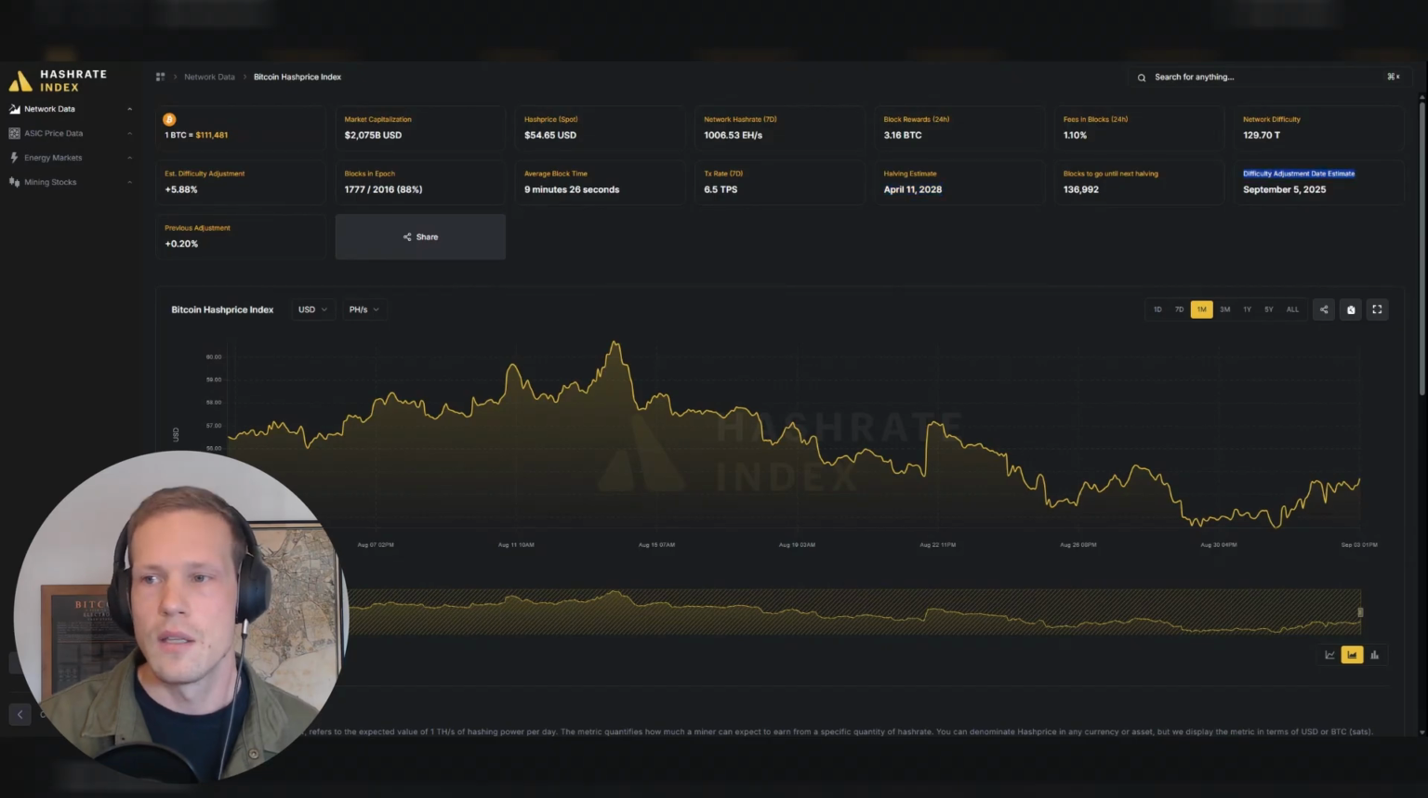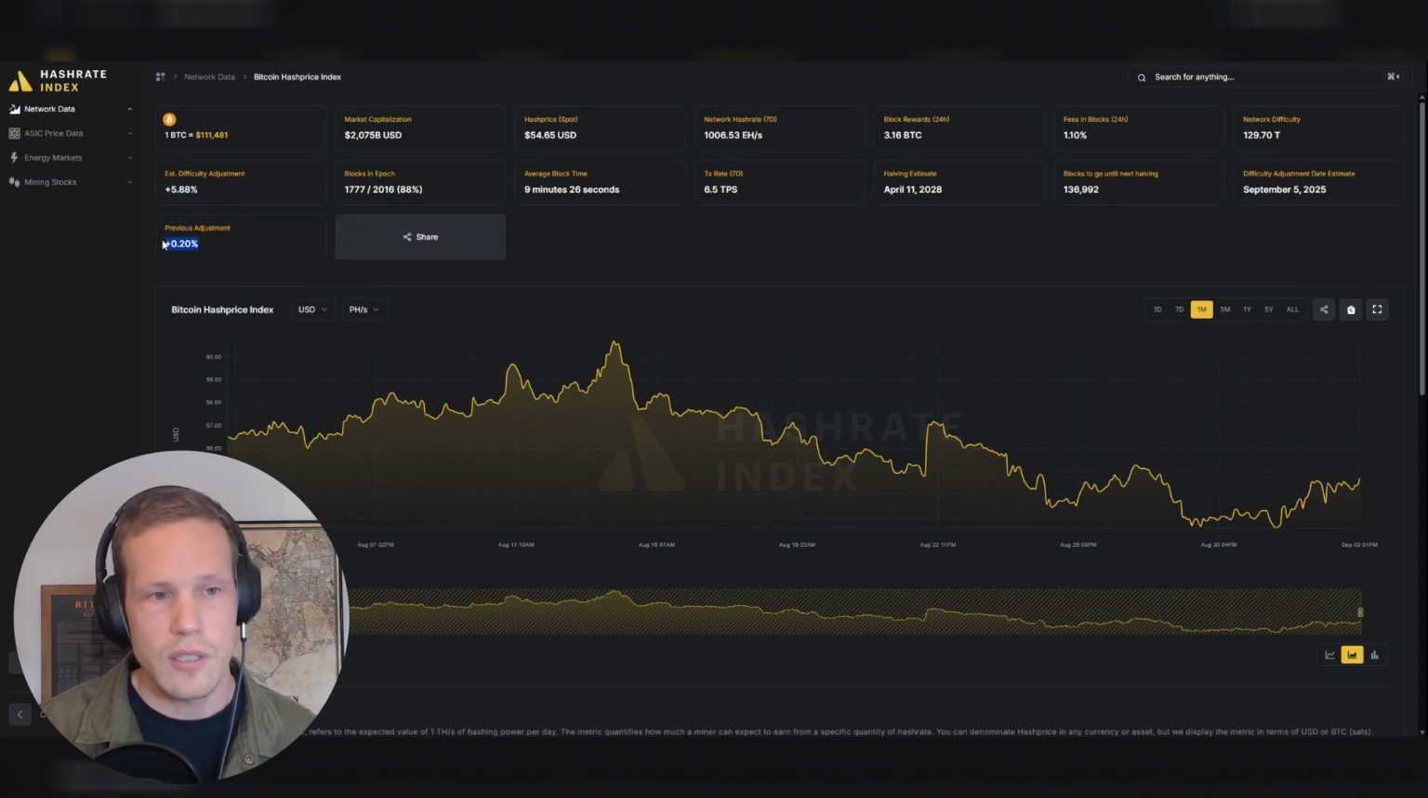This is the difficulty adjustment date estimate. This tells us on which date the difficulty adjustment of 5.88% is estimated. We have the previous adjustment. We can see here that this stayed relatively stable.